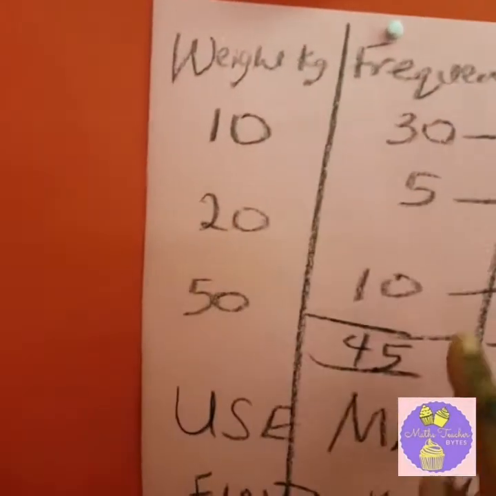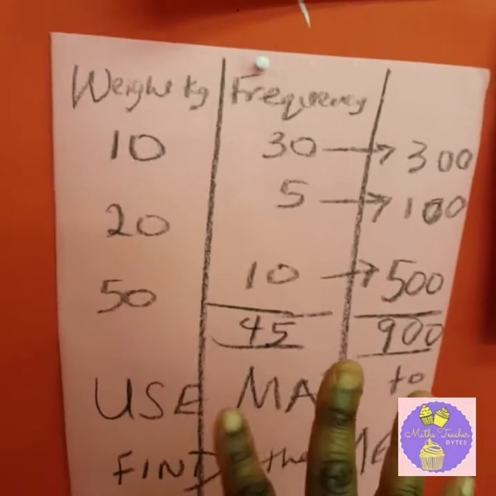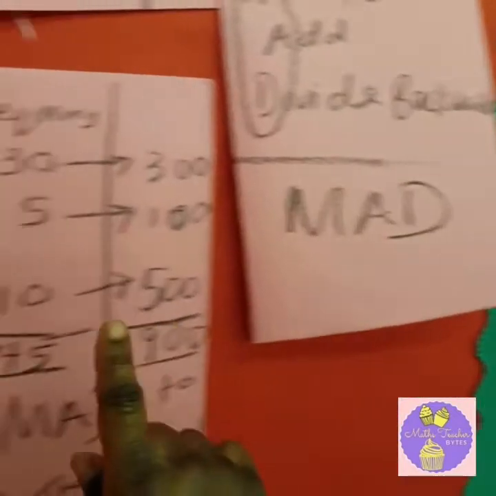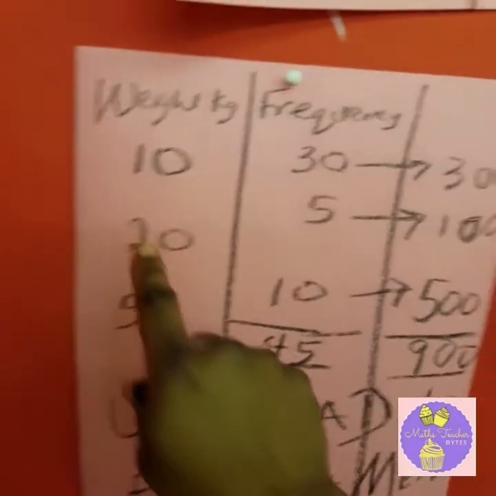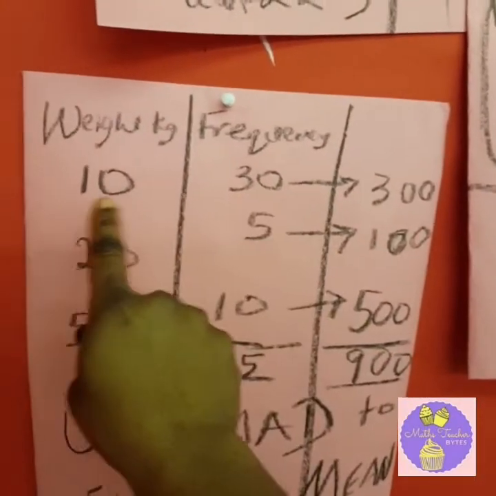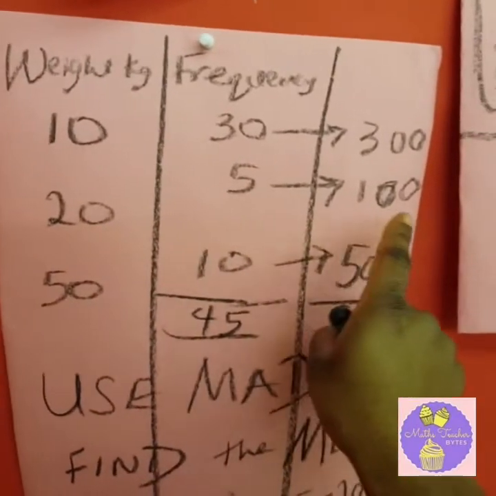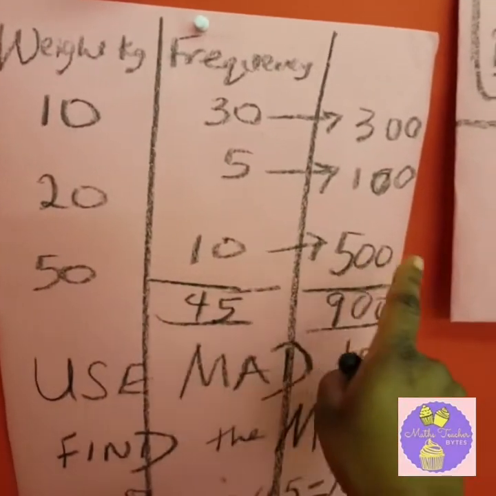Now this is an example of the first frequency table we're going to use. So we're going to use that acronym MAD to find the mean. So you have multiplying across 10 and 30. If you multiply that, you get 300. 20 and 5, you get 100. 50 and 10, you get 500.